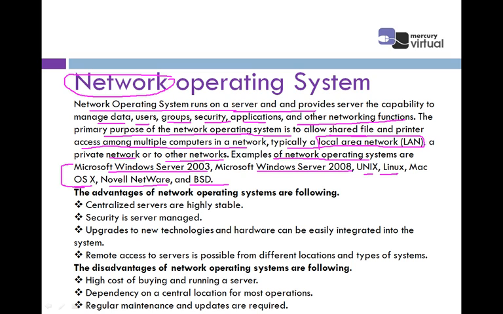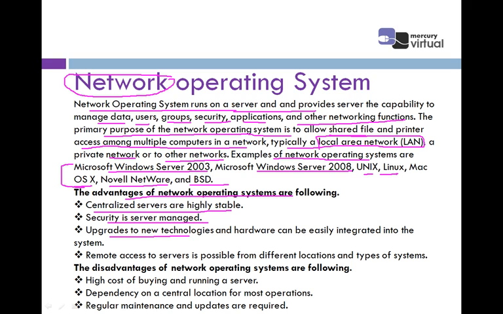Now let's see the advantages of the network operating system, one by one. First one is that centralized servers are highly stable. Means if there is a main computer, there is a main network, so centralized servers are highly stable and highly efficient. Then security is server managed, means there is no loss of security. Means data is never hacked by unauthorized users. So this is the main advantage, that security is enabled in the network operating system.